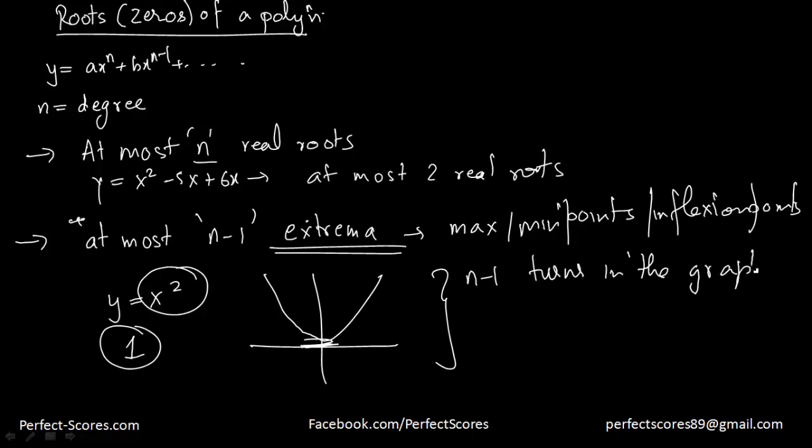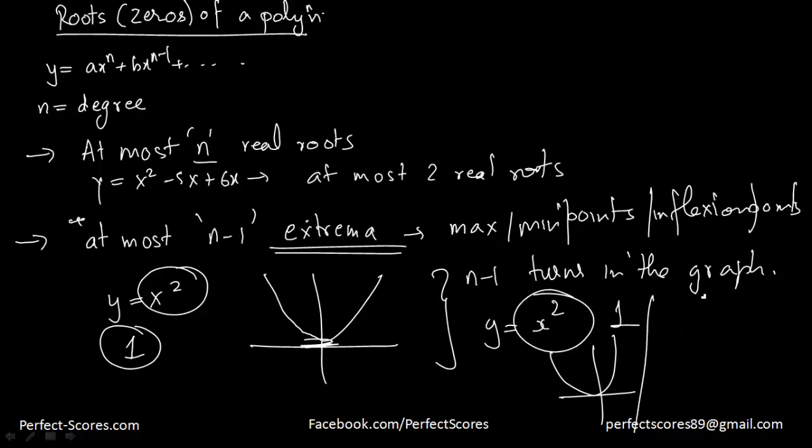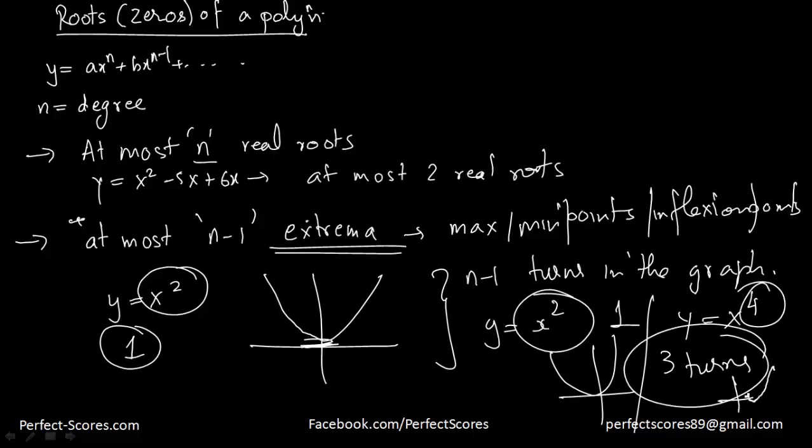You can have n minus 1 turns in the graph. So that means if I say y is equal to x squared, it is going to have at most 1 turn in the graph, which is this. Is that fine? So that's there. If you have y is equal to x to the power 4, it is going to have at most 3 turns in the graph. So when I say 3 turns, I mean to say 1, 2 and 3. So that is how this is going to be. I hope you're able to understand this point, guys, right? So let's go ahead and move forward.